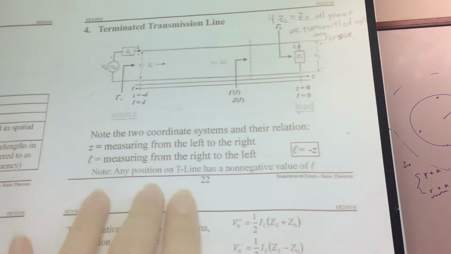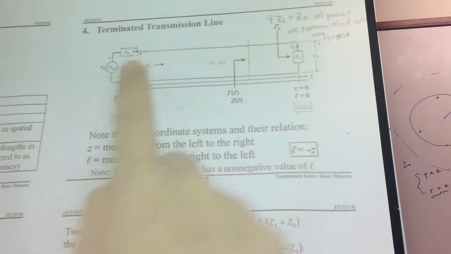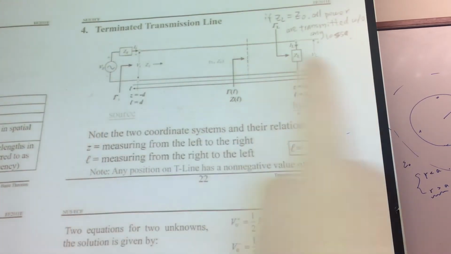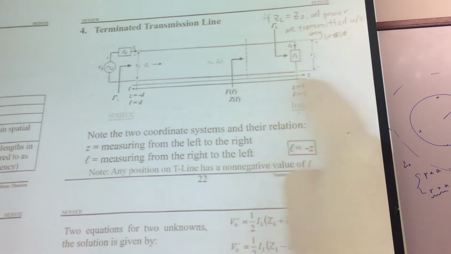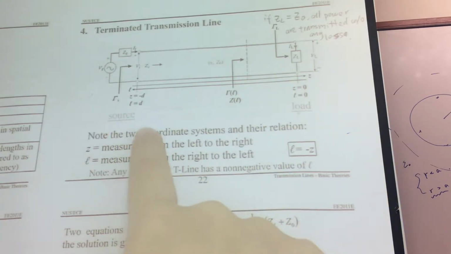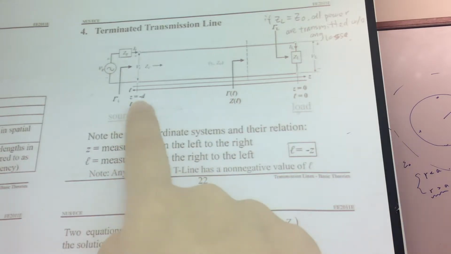After this. So this is a terminated transmission line, which is a very basic model when you deal with transmission line problems. You can see here is the generator, and this is the impedance of the generator, and this is port 1, and this is port 2 with a load of impedance ZL, right? And pay attention to the Z. The Z at this point is 0, and Z at this point is minus D.